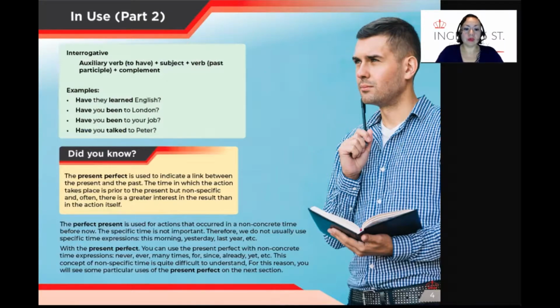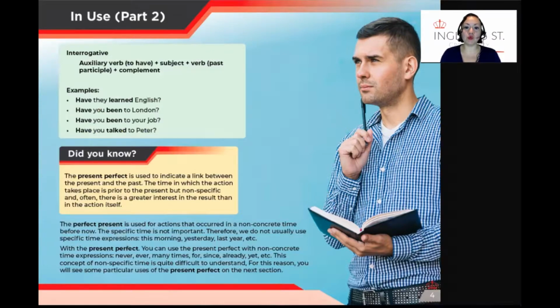Did you know the present perfect is used to indicate a link between the present and the past? The time in which the action takes place is prior to the present but non-specific, and often there is a greater interest in the result than in the action itself. The present perfect is used for actions that occur in a non-concrete time before now. The specific time is not important. Therefore, we don't usually use specific time expressions: this morning, yesterday, last year.